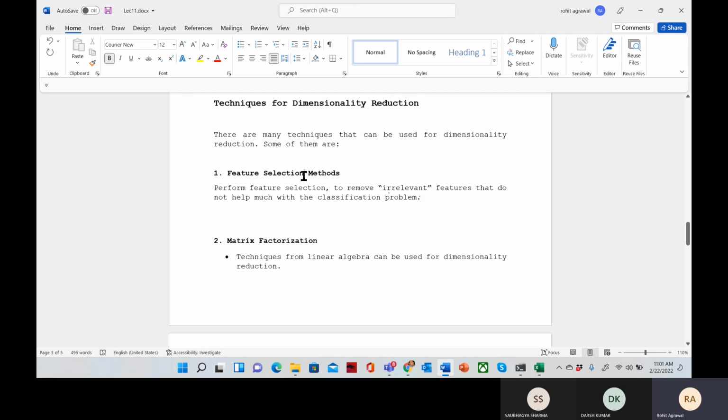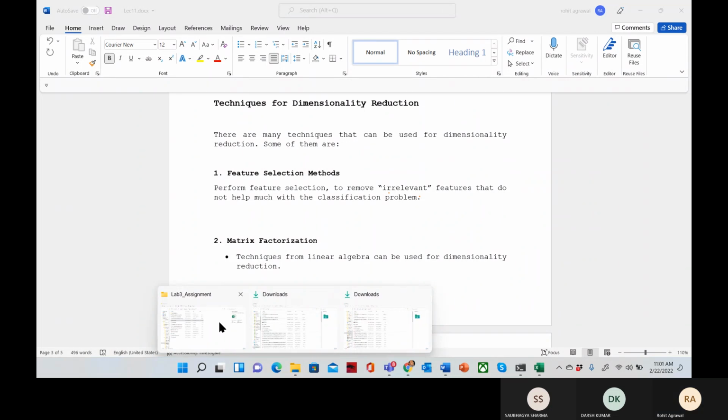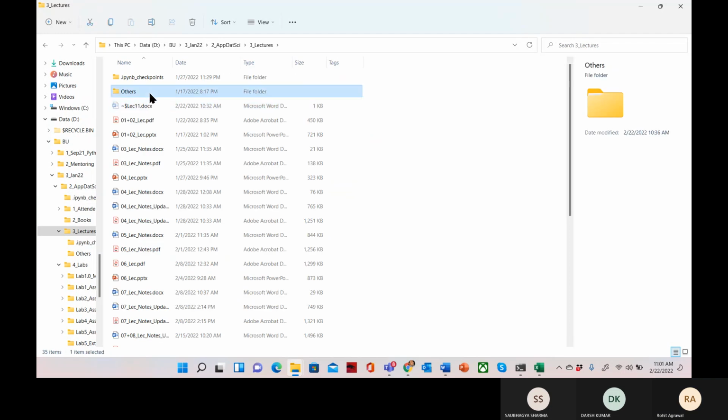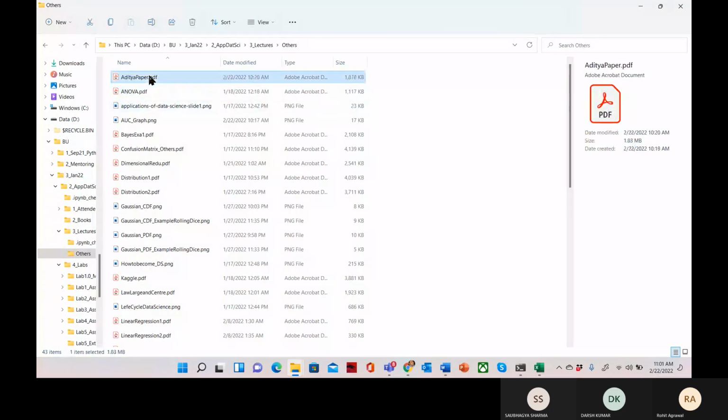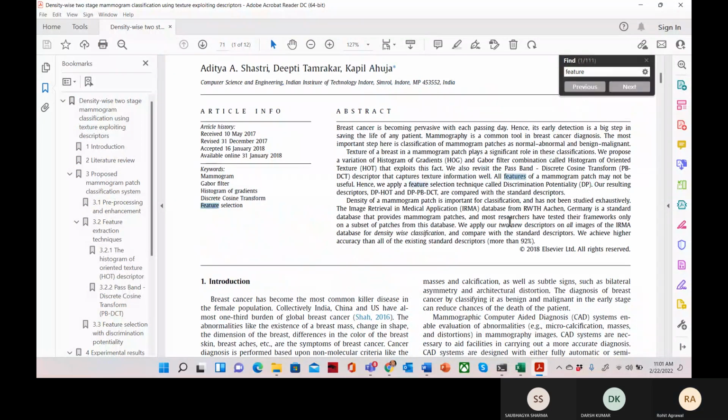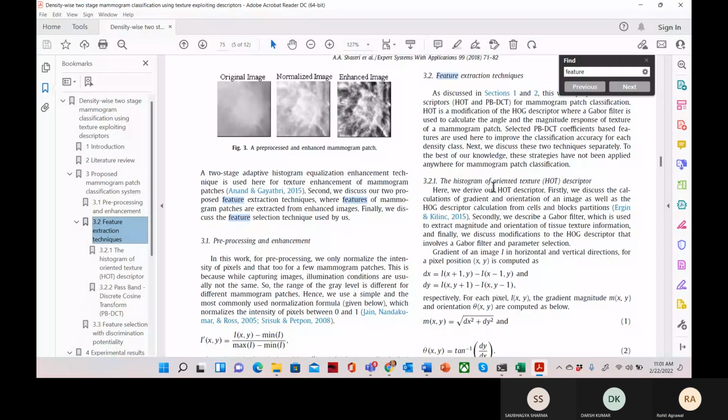Feature selection. Anyone can tell me what it means? Okay, just see this example. I'm showing you one research paper where feature selection is used.